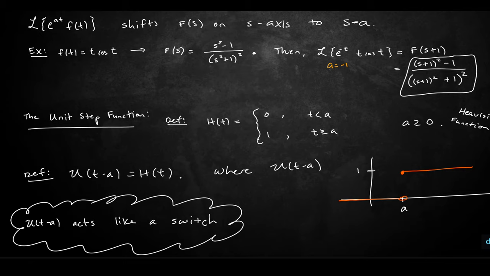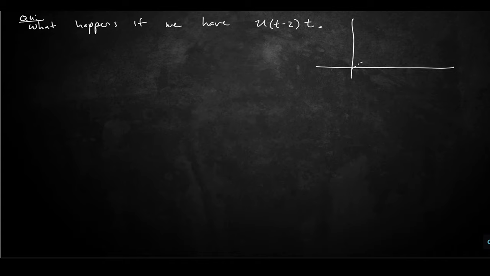Okay, so let's look at what this thing might do to different functions if we multiply functions by a unit step function. So what happens if we have maybe unit step function t minus 2 times a straight line y equals t? What happens if we have something like this? Normally, we just have this straight line equation, y equals t. But our function is not going to turn on until we get to t equals 2. So it's actually 0 until we get to t equals 2, and then it becomes the function y equals t.